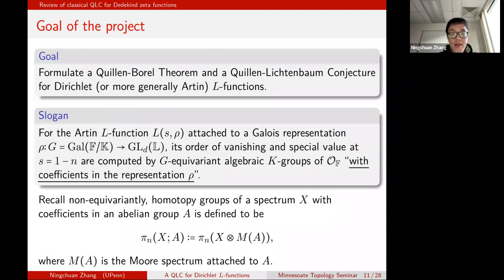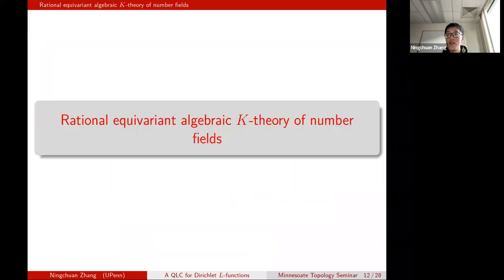Okay, so that's what we're going to do. We'll make sense of this slogan: the G-equivariant homotopy algebraic K-groups with coefficients in a representation. So that's the end of the first part of my talk. Any questions?